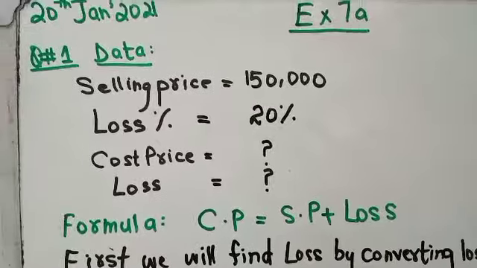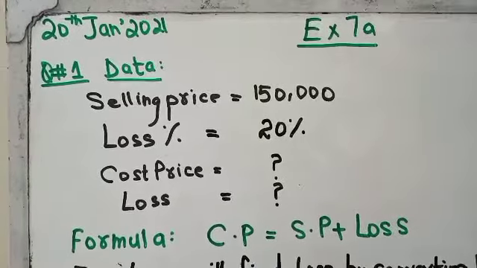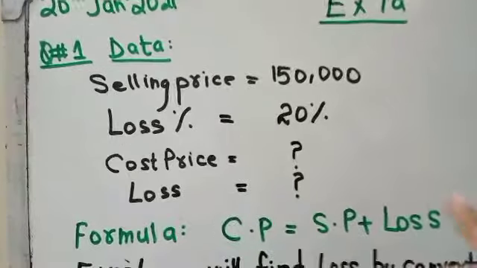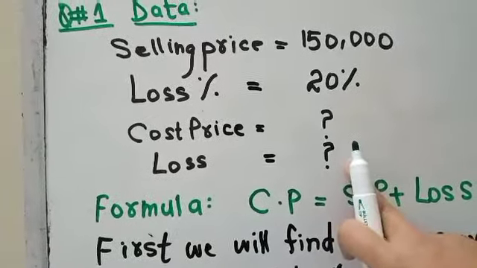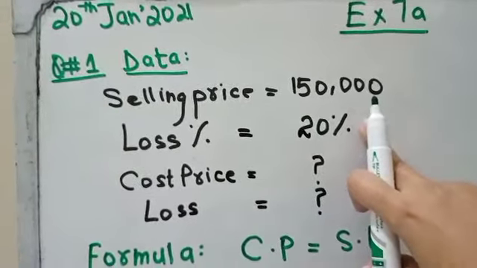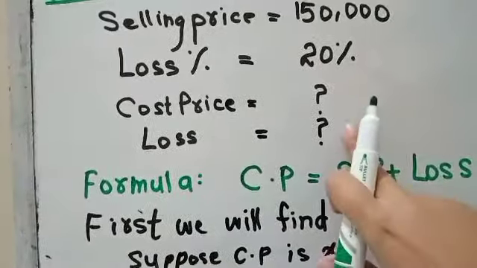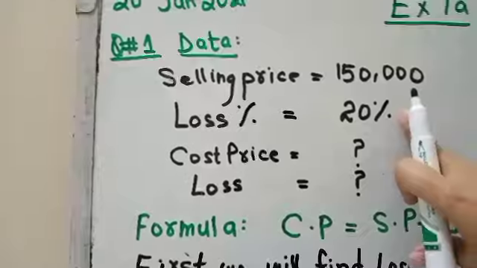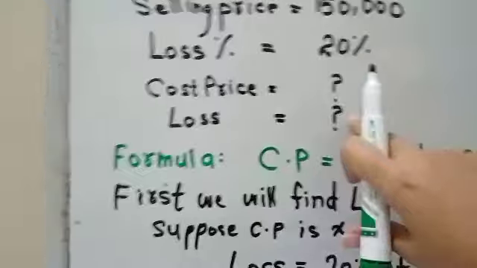Okay, so now we will make the data in this way. The first thing you will do, you will make the data. Give heading data. You will write selling price is given 150,000, loss percentage is given to you as 20%. Cost price is question mark. Here I have written loss also. How do I know that loss is also question mark? Because in the question they had given 20%. It means loss amount is not given to you. You have to calculate loss amount first. If in the question they had given you percentage, then your first thing will be to find out the loss amount or profit amount.